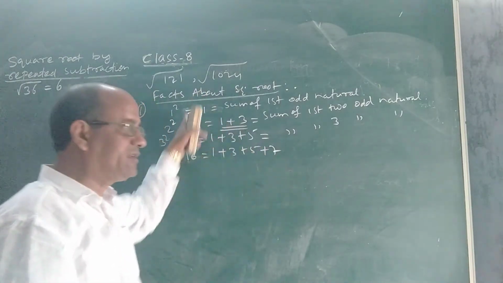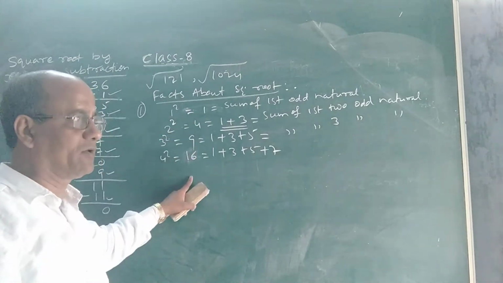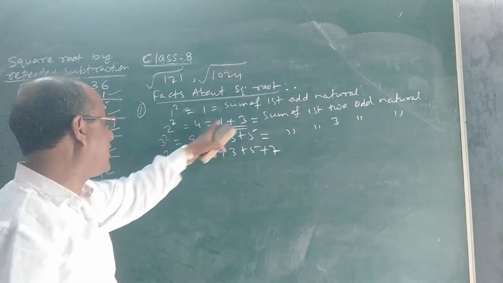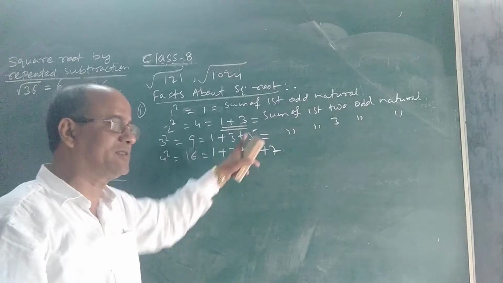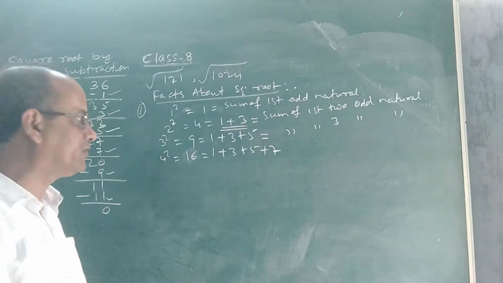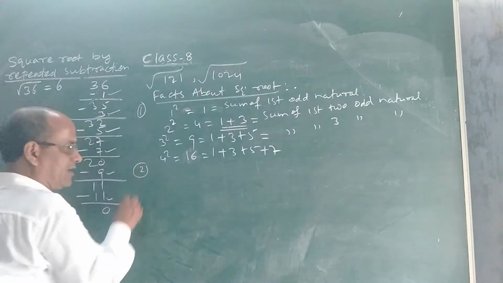Okay. So this is a very important fact you should remember. 1 square is 1, 2 square is 1 plus 3, 3 square is 1 plus 3 plus 5. Like this it will continue. Okay, now let us consider another fact.